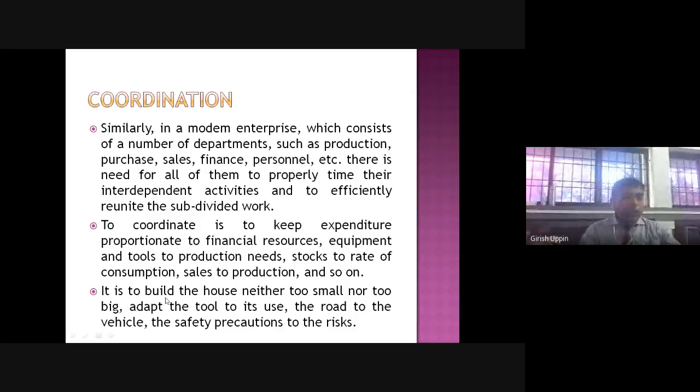It is like building the house neither too small nor too big, just appropriate; adapt the tools to their use, the road to the vehicle. Whatever the necessity is, however much of a necessity there is, you should work according to that. Safety precaution to the risk. So what it says is that whatever activities are being carried out should be done economically, in line with what is required and what is being given. Both should be in line. That is how the departments should work.